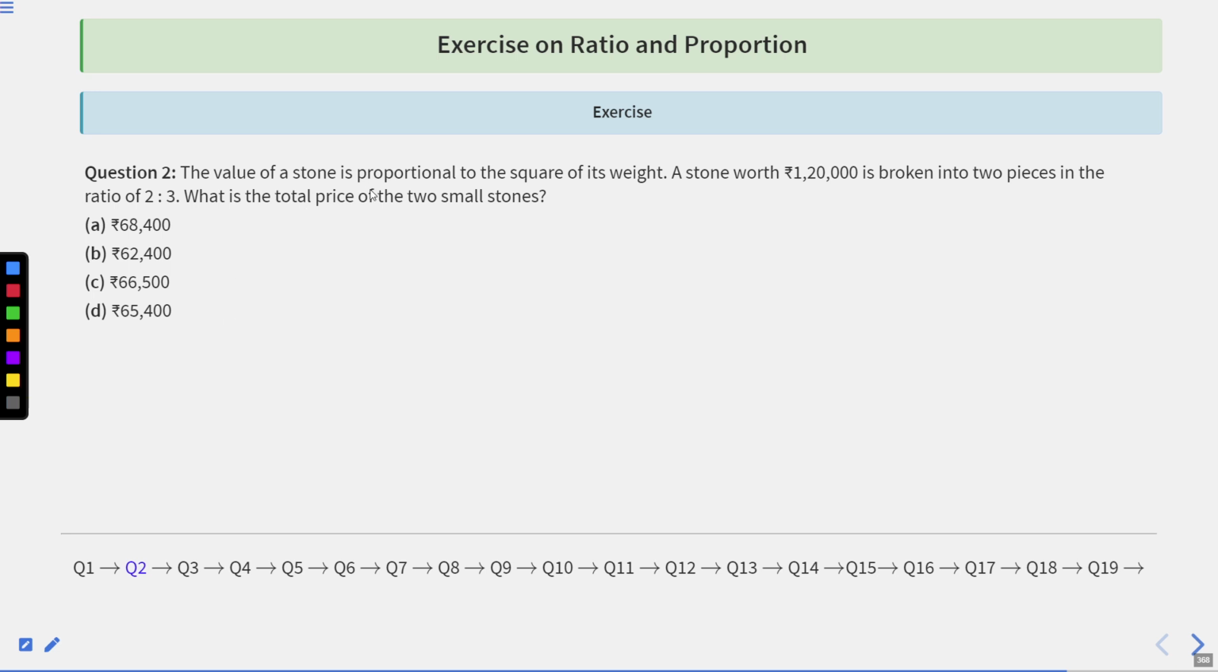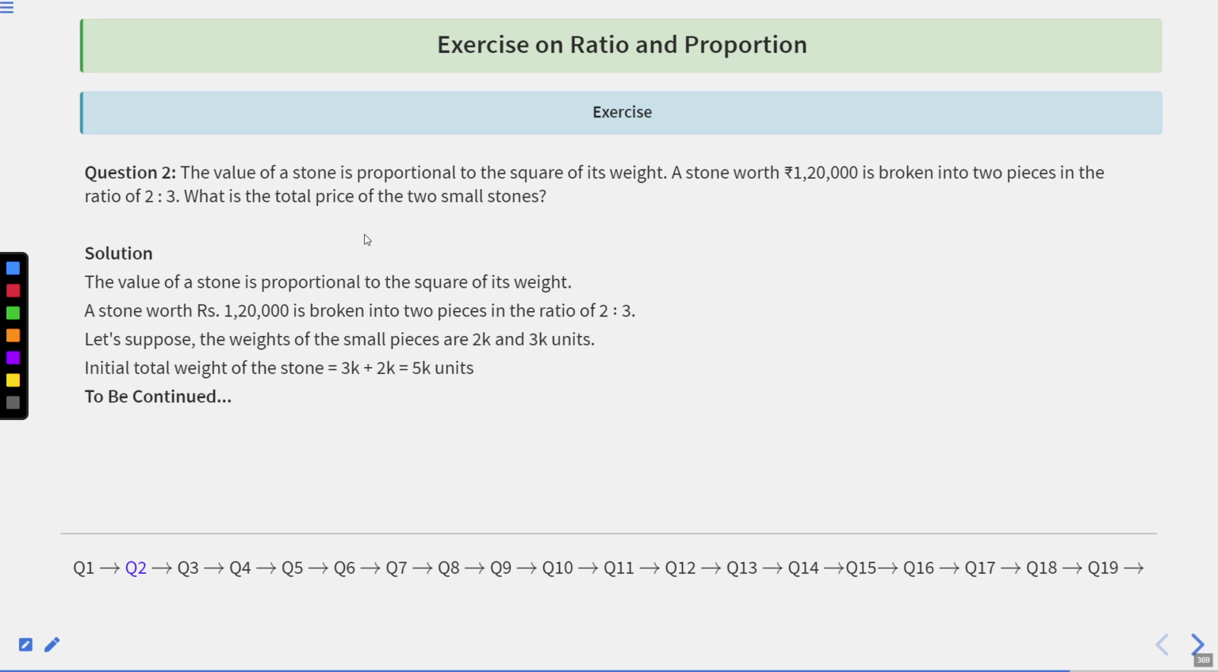The value of a stone is proportional to the square of its weight. So a relation between the value of a stone and its weight is given to us here. Another piece of information is that a stone worth 1,20,000 is broken into two pieces in the ratio 2:3. What is the total price of the two small stones? So let us now have a look over the solution. The value of stone is proportional to the square of its weight. This information is given in the question.